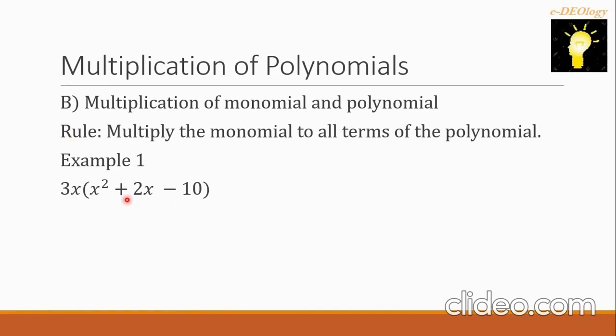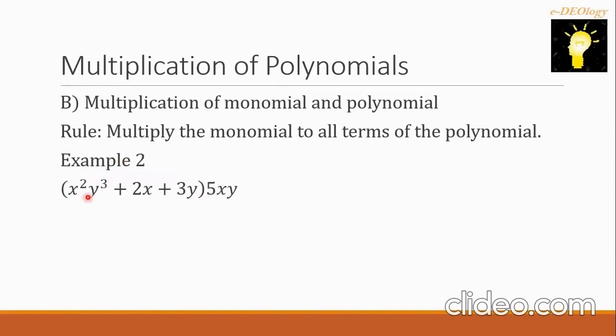So what we'll do, this 3x, we will multiply to each term of the trinomial here. Let's begin with the 3x multiplied to x squared. We will get this 3x cubed. Then 3x multiplied by 2x, we will get the 6x squared. The third, 3x multiplied by negative 10, we will get this negative 30x. So our final answer, 3x cubed plus 6x squared minus 30x.